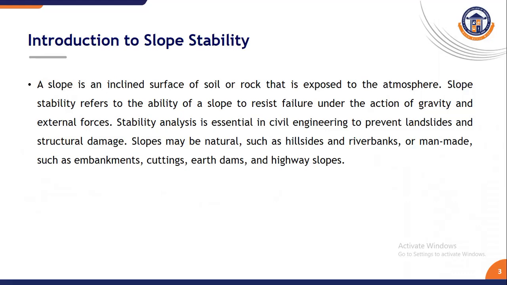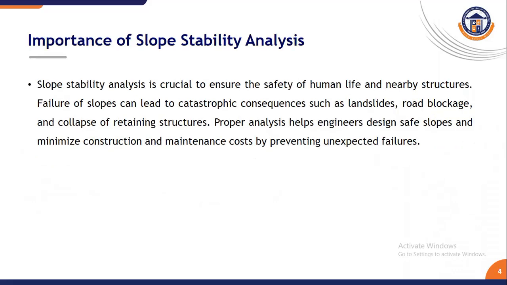Mainly, a slope may be natural, such as a hillside or a river bank, or man-made, such as an embankment, cutting, earthen dam, or highway slope. Here, one simple example is a landslide occurring in a hilly region during heavy rainfall, which is a typical example of slope instability.